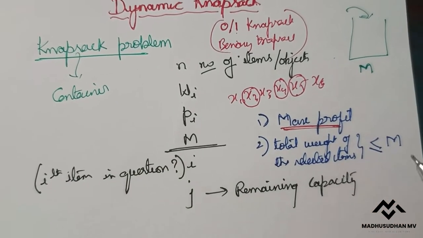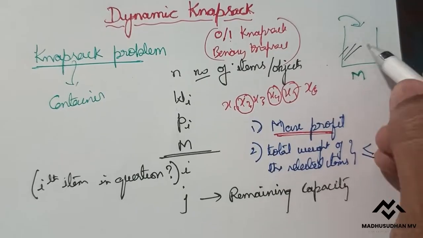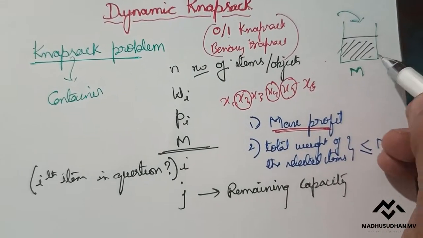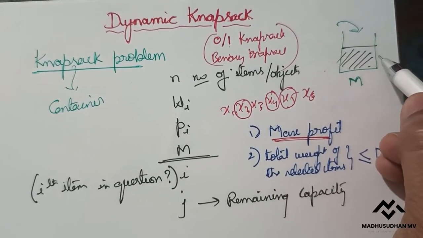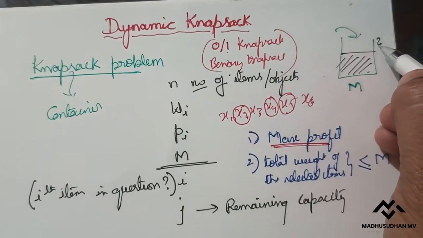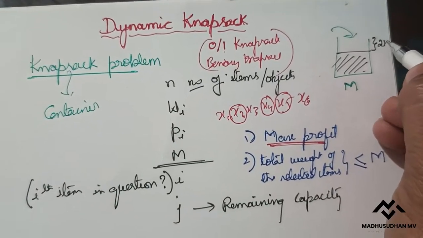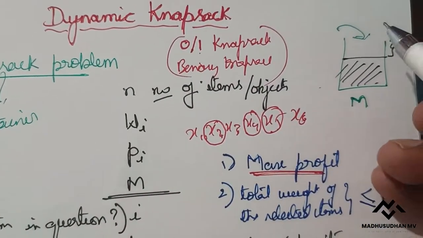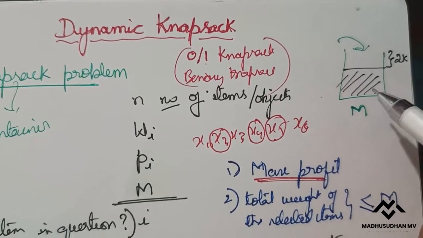Remaining capacity of the knapsack. For example, assume I already selected some items into my knapsack. Out of m kg, assume some kg is already occupied, and this is my remaining capacity. Let us take that 2 kg is remaining. Assume 2 kg is the remaining capacity in the knapsack.